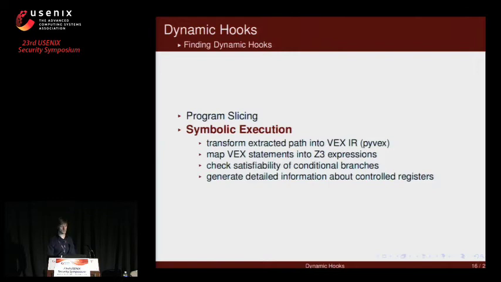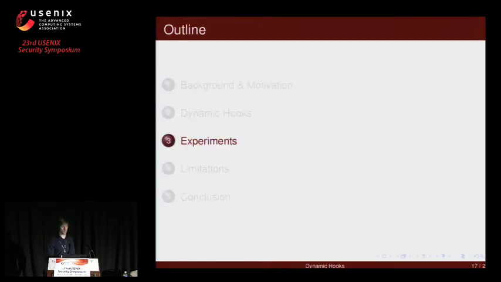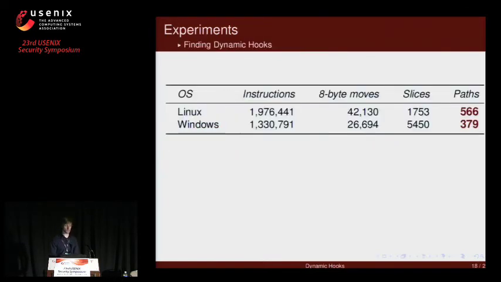We tested this prototype based on Linux and Windows. We used the Linux and the Windows kernel, to be precise. This is the Linux 3.8 64-bit kernel and the Windows 7 Service Pack 1 64-bit kernel. And what you see in this table here are, first of all, the instructions that both of those binaries contain, and next to it, all the 8-byte move instructions contained within this binary. And then we applied our slicer to all of those move instructions and tried to find paths or slices that could be used for dynamic hooks.